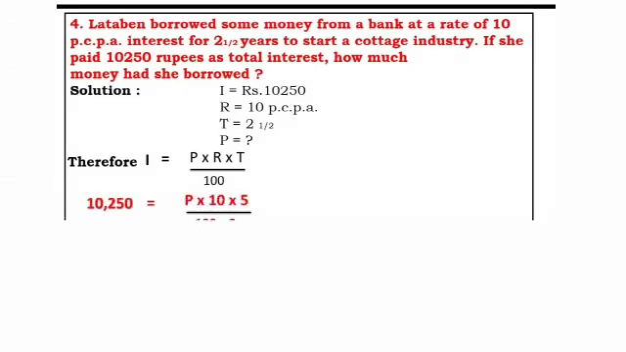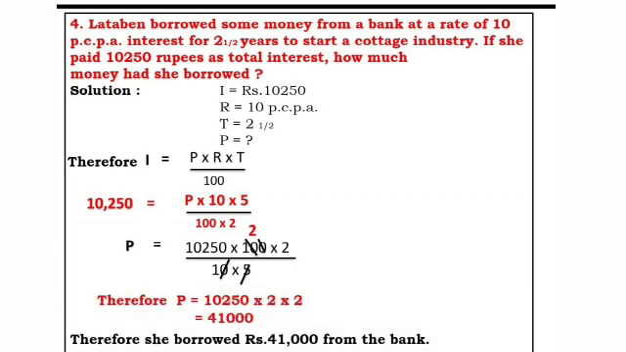The fourth sum. Lataben borrowed some money from a bank at a rate of 10% per annum interest for 2.5 years to start a cottage industry. If she paid 10,250 rupees as total interest, how much money had she borrowed? Now here children, the interest is given as rupees 10,250. Rate of interest is given as 10% per annum. Time is given as 2.5 years, that is 5 upon 2 years. And you are going to find out the principal.